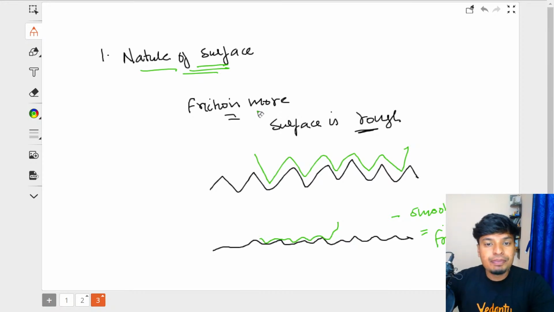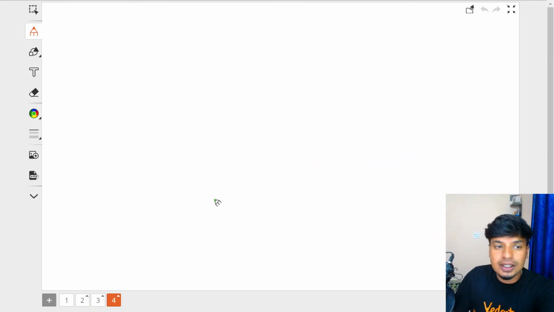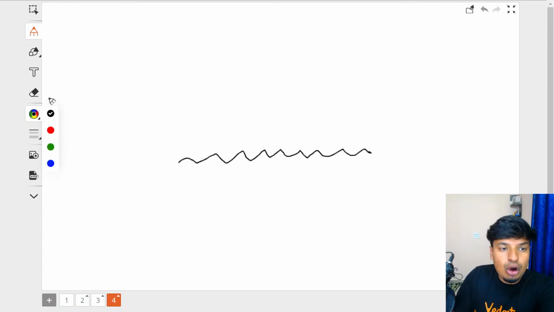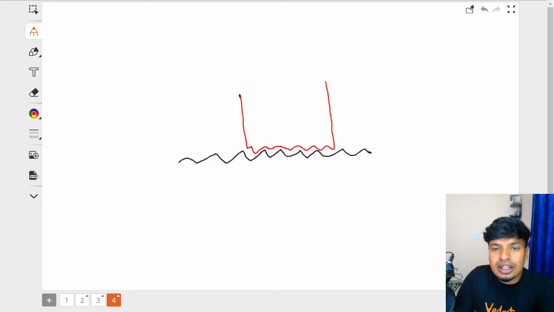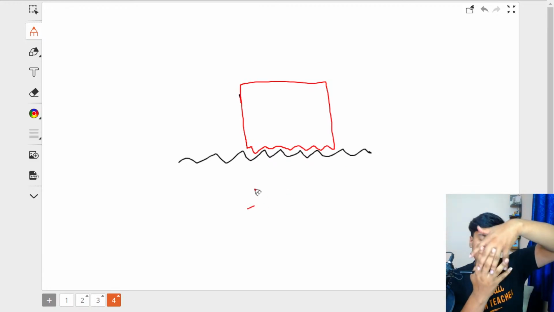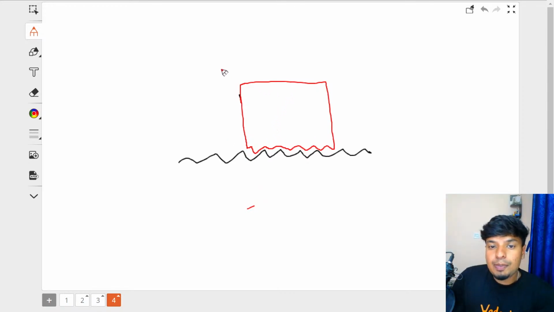Exactly. Okay. Now, the next factor which affects the force of friction is the weight of the object. Suppose, let's say, there is a box right here. First of all, there is a surface. Surface has irregularities normally. There is a box. Box also has irregularities. You can see irregularities are not getting interlocked that much, right? It's just like this. Loose. Interlocking is not tight.